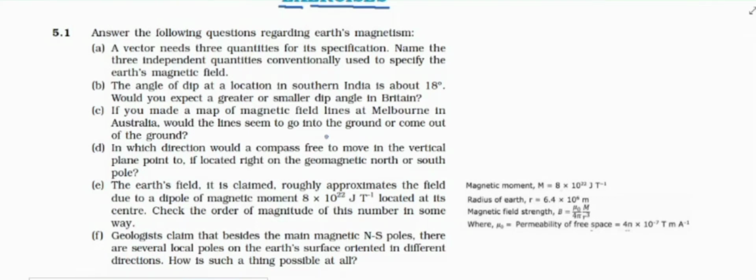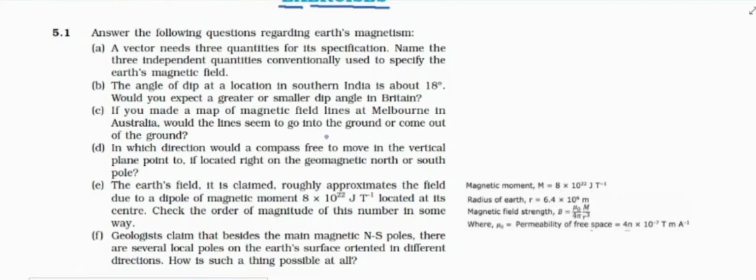Part B. The angle of dip at a location in southern India is about 18 degrees. Would you expect a greater or smaller dip angle in Britain? Britain is in the northern hemisphere. So when you move from the equator to the poles, the angle of dip increases. Therefore, we expect a greater dip angle in Britain.